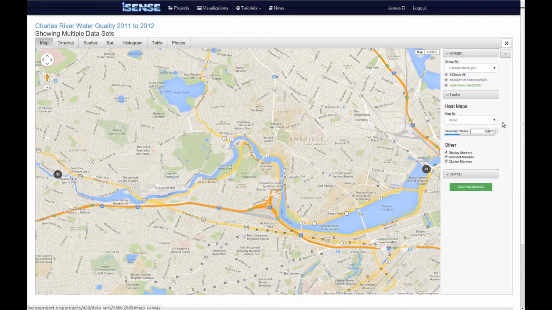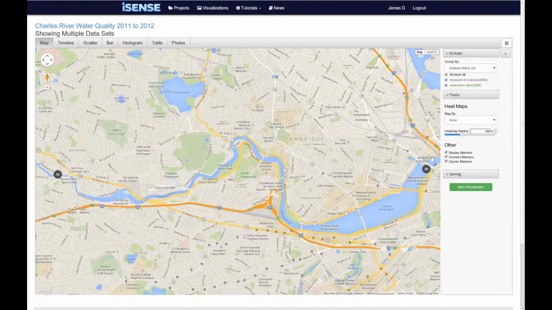The first thing that we are going to look at is the map. On the right, we can see all of the tools that we can use to change the map. We have our groups right now set to our datasets, Museum of Science and Watertown Dam, and other tools, heat maps, we can view a variable on the map, and other things like display markers, connect markers, and cluster markers.